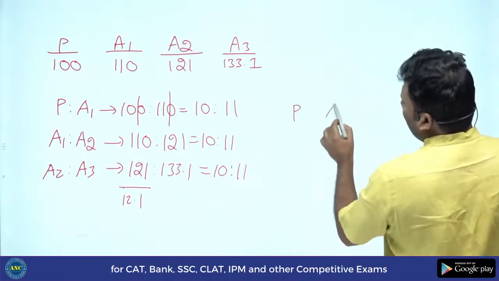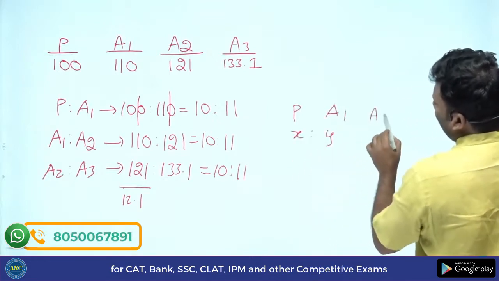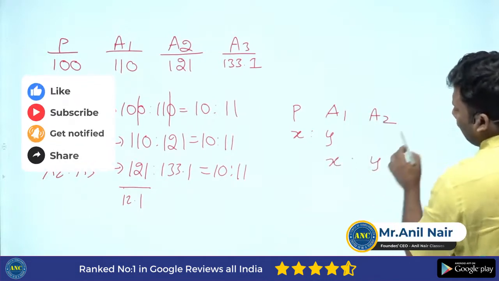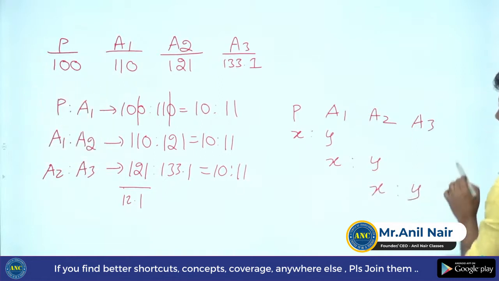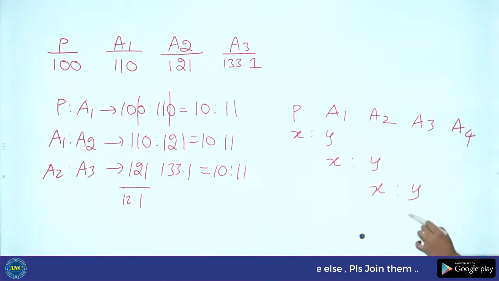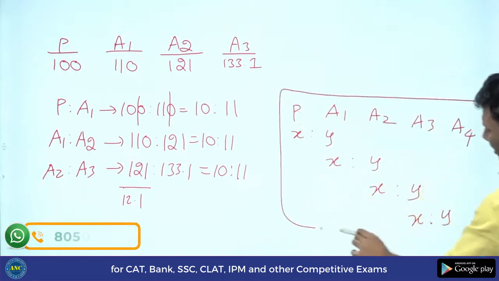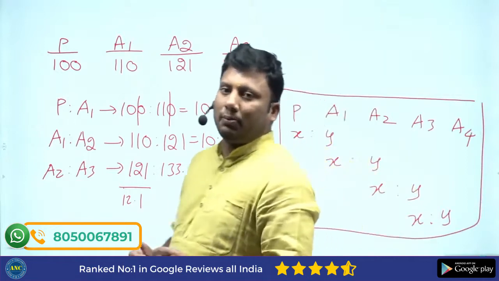If P and A1 are in the ratio X to Y, A1 and A2 are also in the ratio X to Y. A2 and A3 are also in the ratio X to Y. A3 and A4 are also in the ratio X to Y. Please write down this important point.